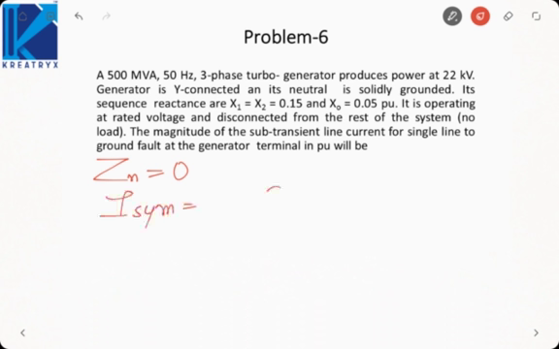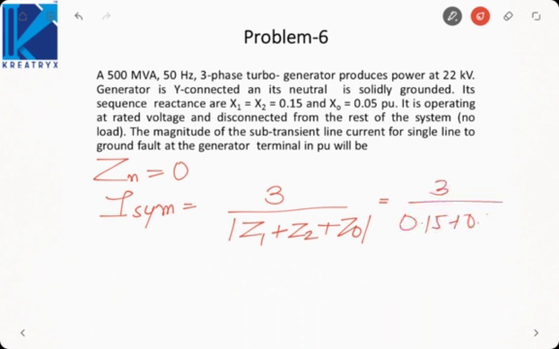Now I symmetrical will be 3 by mod Z1 plus Z2 plus Z0. That is 3 by 0.15 plus 0.15 plus 0.05. Here 3Zn will be 0 because Zn is 0. So it will be 3 by 0.35. So how much will this come out to be? This comes out to be 8.57 pu. This is the subtransient line current for the case of SLG fault. Okay, just keep in mind to maintain a factor of 3 here.